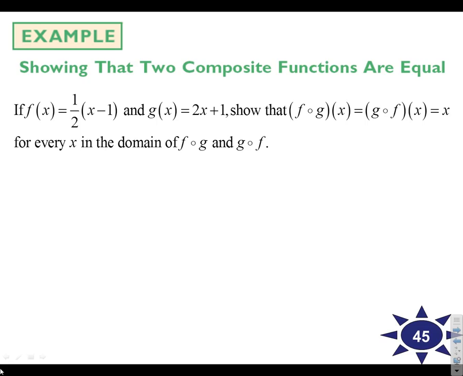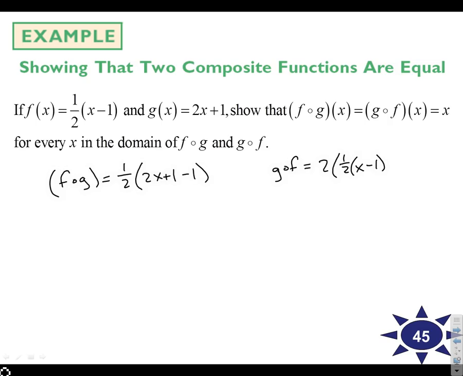Okay, now let's prove that two composite functions are equal. So in this one, we have to go both directions. So f of g would be 1/2, plug in g, 2x plus 1 minus 1. g of f is going to be, where's g? 2 times 1/2 times x minus 1. Get my parentheses right, plus 1.